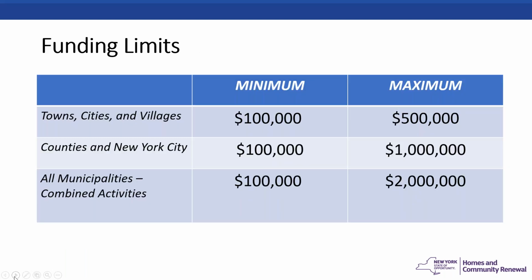So funding limits: what exactly are we offering here? The minimum request for all applicants is $100,000. Towns, cities, and villages may apply for up to $500,000 independently. Counties and New York City may apply for up to $1 million. Municipalities that wish to apply for multiple activities are encouraged to submit a single application to cover all of those activities, and these applications are limited to $2 million.